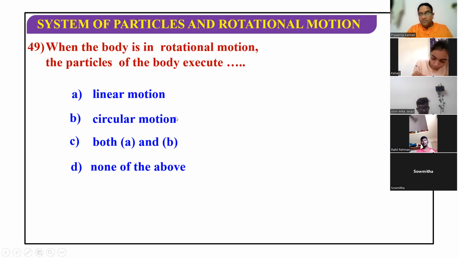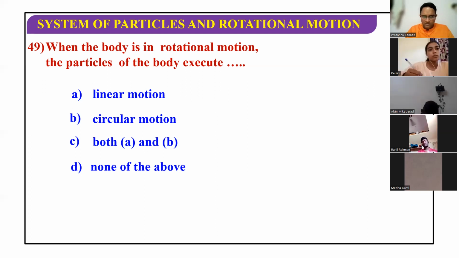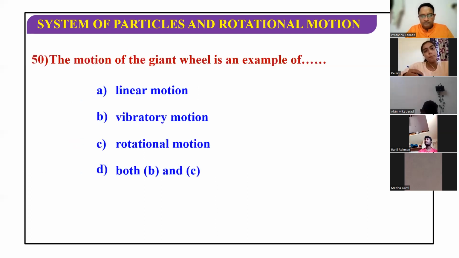B is correct. Suppose if I had told something like rolling, then what could you say? Both linear and circular. Yes, but here, when a body is undergoing rotational motion only, the particles are undergoing only circular motion. Are you clear now? Yes, sir. Okay. We'll move on to the next question. So the right answer is circular motion only. Next question. The motion of a giant wheel is an example of a very simple, straightforward answer.